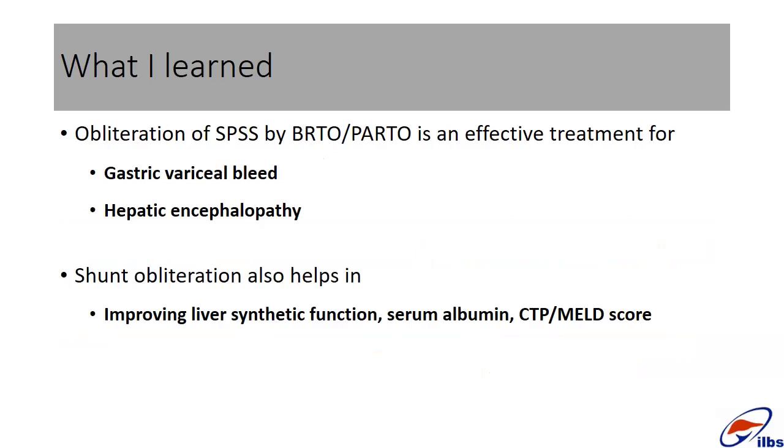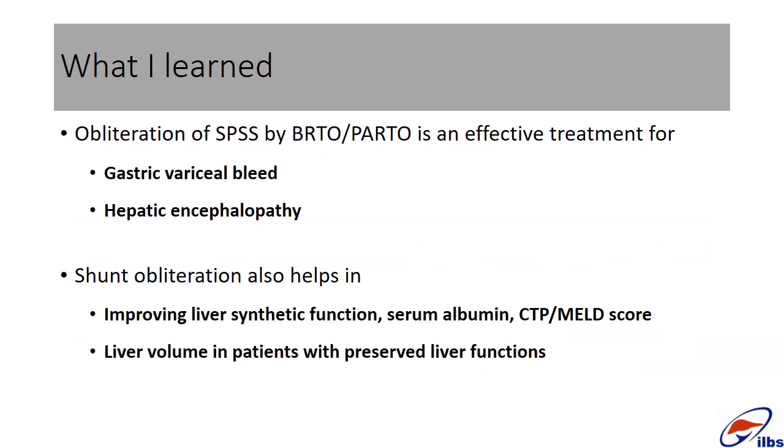serum albumin, and improving the CTP and MELD score. Finally, liver volume in patients with preserved liver function. So those patients who have preserved liver function, that means CTP-A or early CTP-B, would definitely have improvement in liver volume as well. And with this, I'll end my talk.